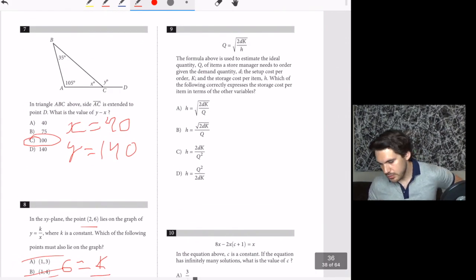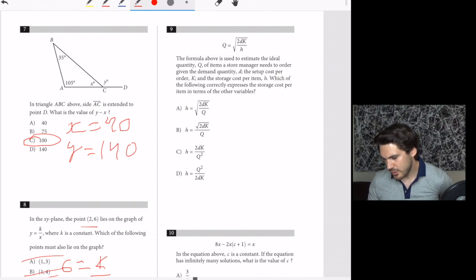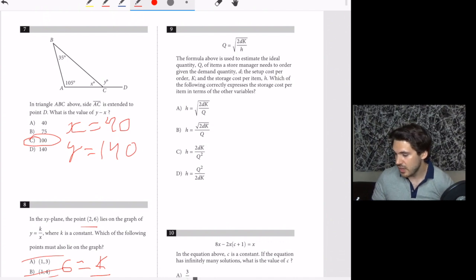Okay. Number 9. The formula above is used to estimate the ideal quantity Q of items in storage, and so on. Which of the following correctly expresses the storage cost per item in terms of the other variables? All right, they made this look really complicated and really confusing. All that they're asking you to do is solve for one of the variables. That's it. So the variable we're looking for is h.